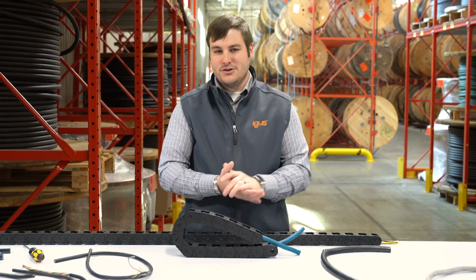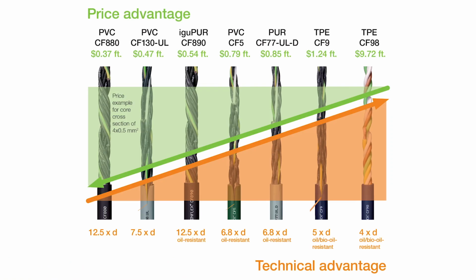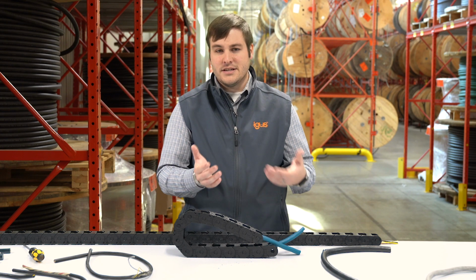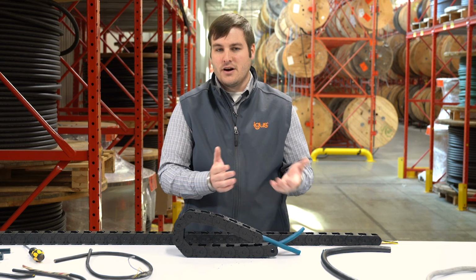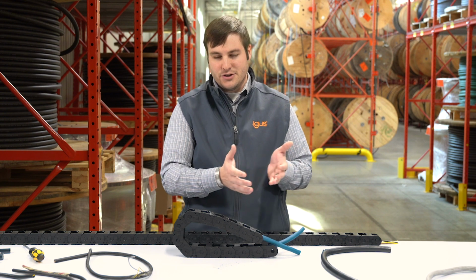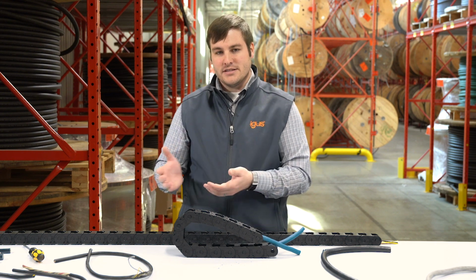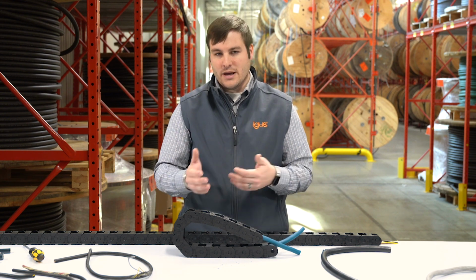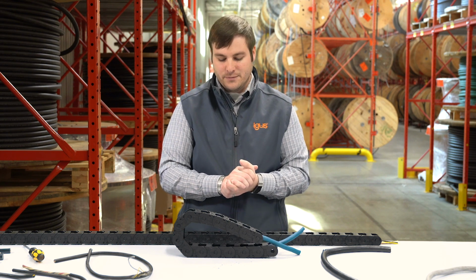IGUS addresses these issues in several different ways. For the jacket cracking and swelling aspect, we essentially have 7 different jacket materials that we offer, from a cost-effective PVC material all the way up to a high mechanical quality in TPE. These different jacket materials do a good job of covering several different things, like the different temperature ranges based on your application needs, as well as different types of media, oils, chemicals, coolants, and that type of thing.